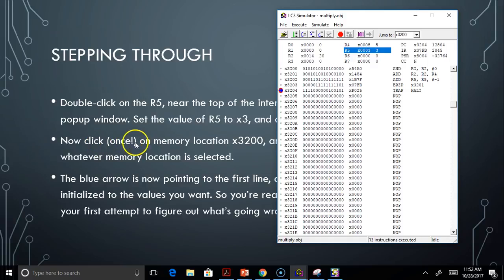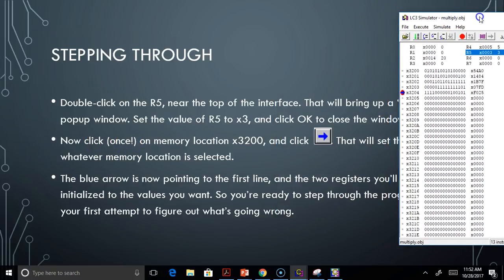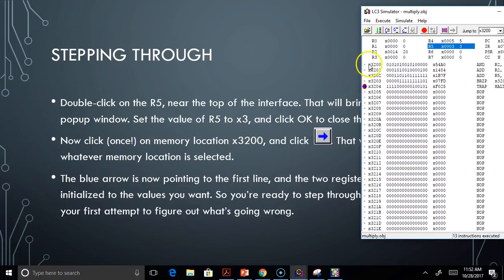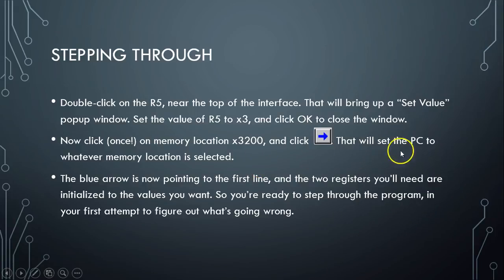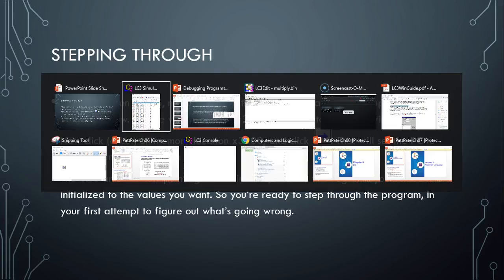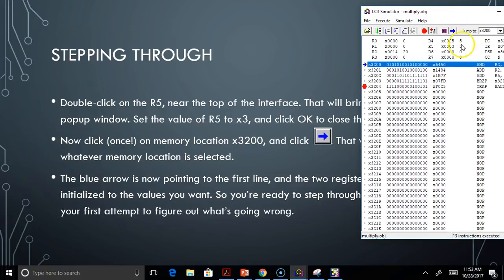Now click once on memory location 3200 and click the blue arrow there. So I'm going to click once here, and I'm going to click the blue arrow. See, that's setting the program counter to whatever memory location has been selected. The blue arrow is now pointing to the first line, and the two registers you need are initialized to the values you want. So we're ready to step through the program in our first attempt to figure out what's going on. So if we look here, 5, 3, and that's back to 3200.